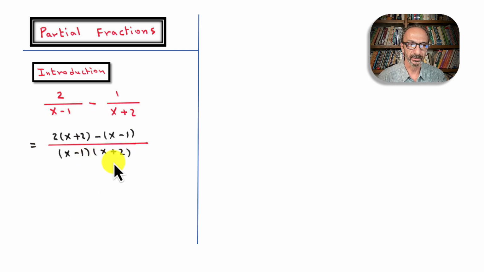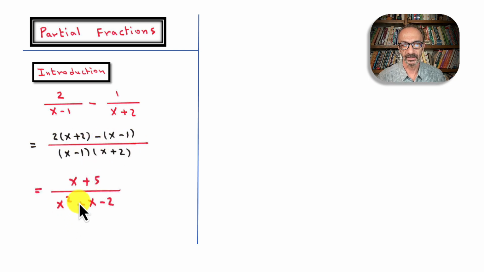Doing the math right here, we're going to end up with 2 times x plus 2 minus 1 times x minus 1. Simplify, and I end up with x plus 5 over x to the second plus x minus 2. You could see it right here. 2 times x is 2x, minus x, that's just 1x. 2 times 2 is 4, minus 1, that's plus 1, gives us 5.